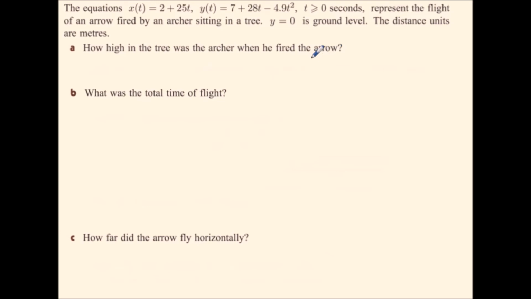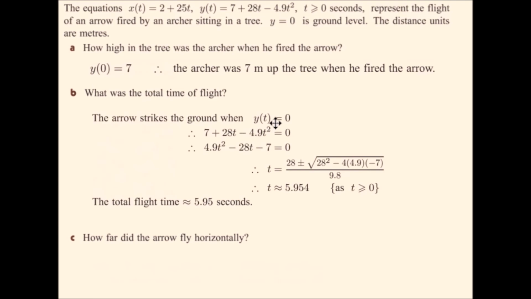So that'll be at the start when t is equal to 0. So if we were to work out the y value, that would be our height. So we end up with 7 meters up the tree. All right, so what was the total time of flight? Well, the arrow will land at the ground when y once again is equal to 0.